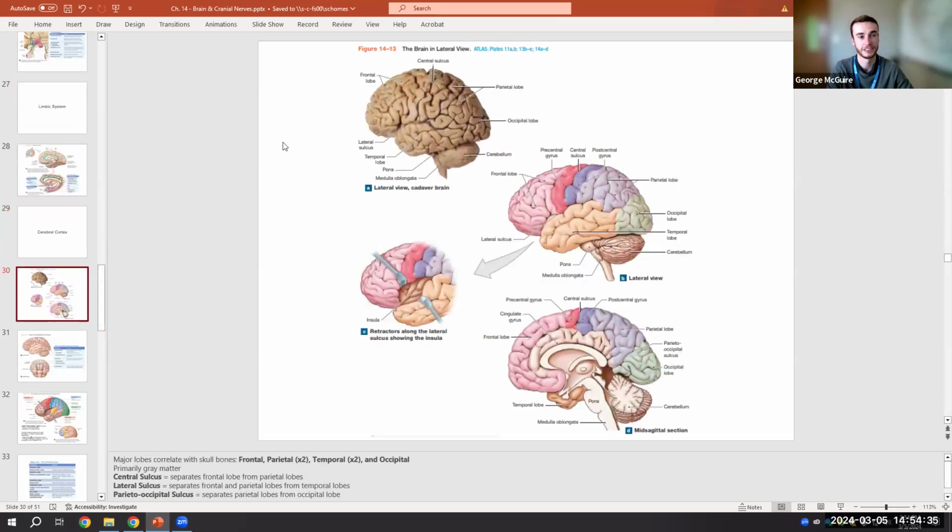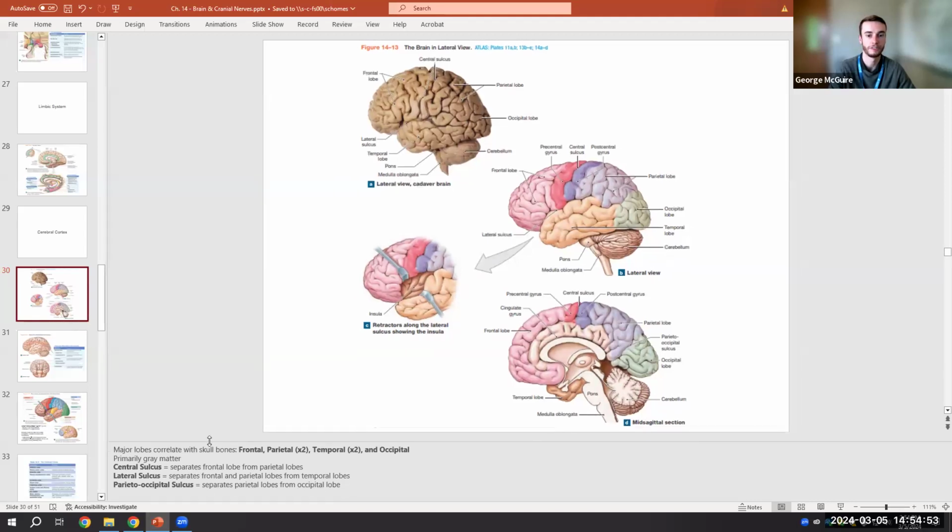So most of your somatic information processing and motor control is coming from this area. So this is where we get all those folds and grooves, our gyri and sulci. We have those larger separations, the fissures that have their own names.